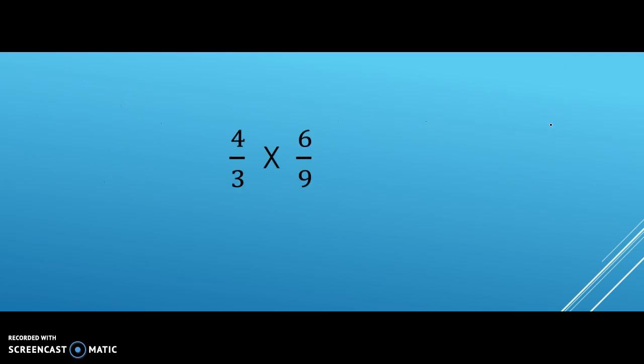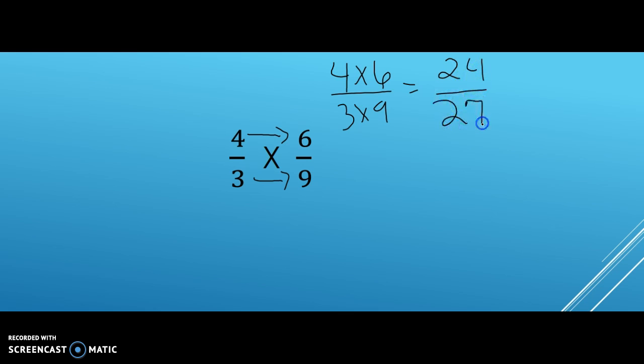Let's try one more. 4 over 3 times 6 over 9. Step 1, multiply straight across. So 4 times 6 over 3 times 9. 4 times 6 is 24. 3 times 9 is 27. All right, I need to check and make sure that this is in simplest form. So I'm going to make my list.